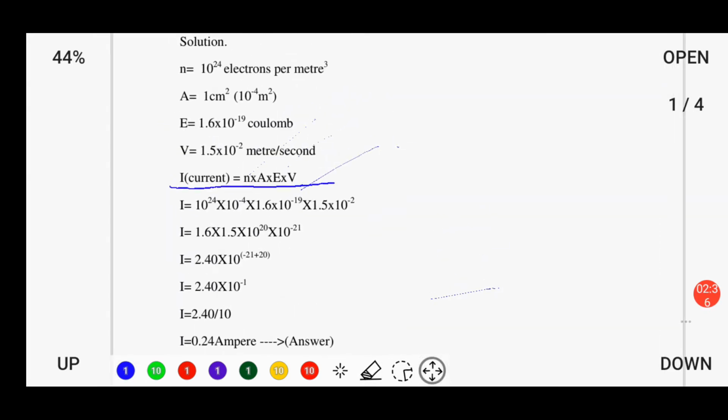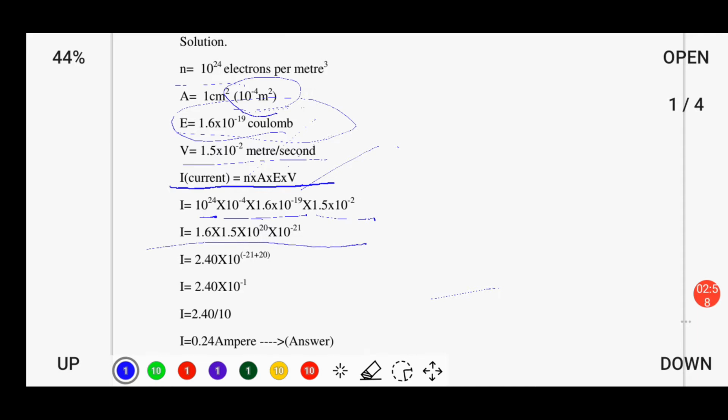So here we will substitute all the values given in this question. Electron density is given as 10 to the power 24, so we substitute that. Area, on converting into meter, we get as 10 to the power minus 4, that is also substituted here. The charge on the single electron is 1.6 into 10 to the power minus 19, and the drift velocity of the electron is 1.5 into 10 to the power minus 2.